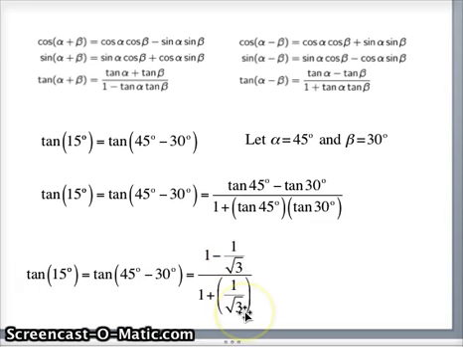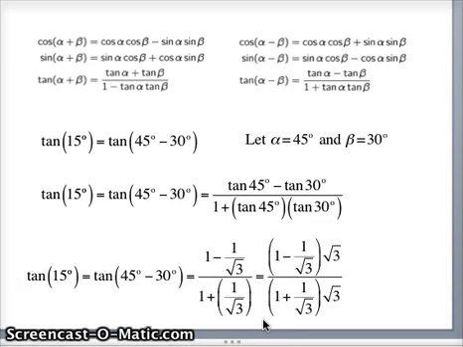1 over root 3 in the denominator. Now the simplest way to simplify this is to multiply the top by root 3 and multiply the bottom by root 3. What do I mean by that? You can see the top fraction multiplied by root 3, bottom fraction multiplied by root 3. This doesn't change the value because root 3 over root 3 is just equal to 1. So we're building an equivalent fraction.